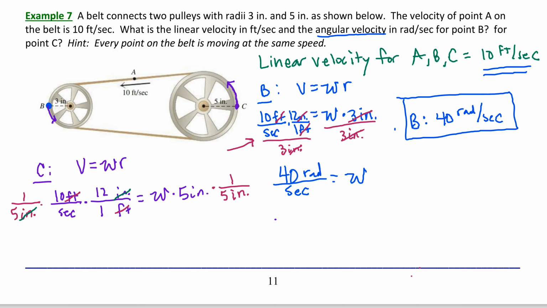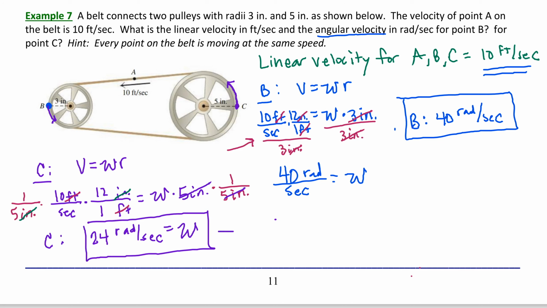Then we can go ahead and multiply, and we'll obtain 120 divided by 5. 120 divided by 5 is 24, and we have again radians per second. Everything over here canceled. So the angular velocity for point C then is 24 radians per second. So again, because C is moving over a larger distance at the same rate, the angle is changing slower than it is at point B.